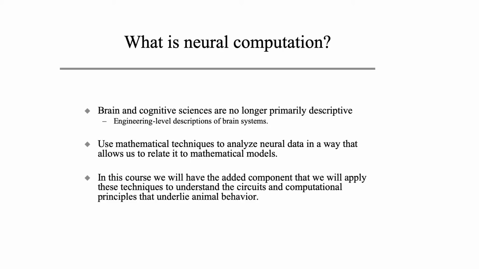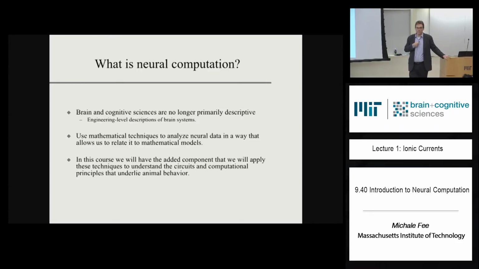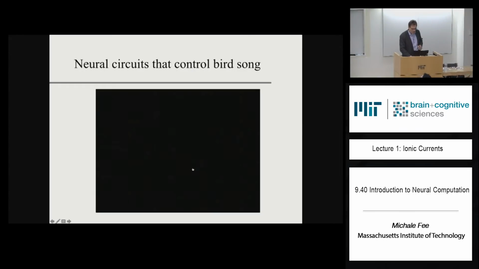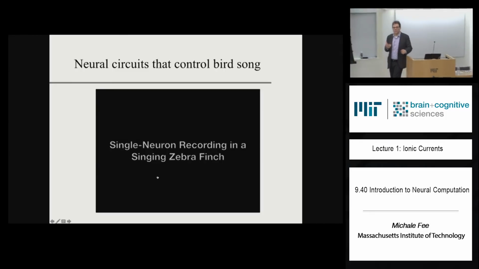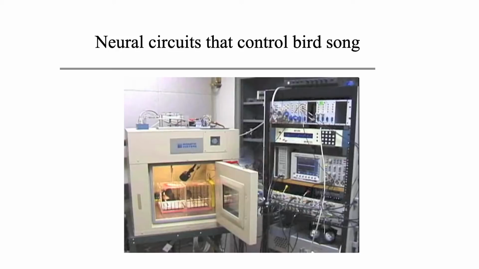One of the things we're going to try to do in this class is to apply these techniques of making models of neurons and circuits, together with mathematical tools for analyzing data, in the context of looking at animal behaviors. For example, in my lab, we study how songbirds sing, how they learn to produce their vocalizations. Songbirds learn by imitating their parents. They listen to their parents.